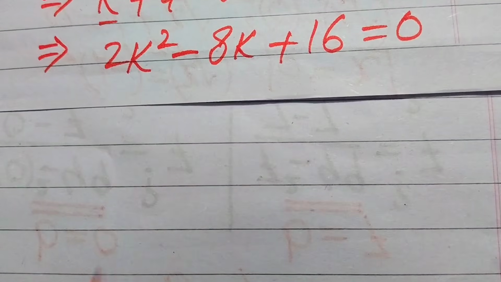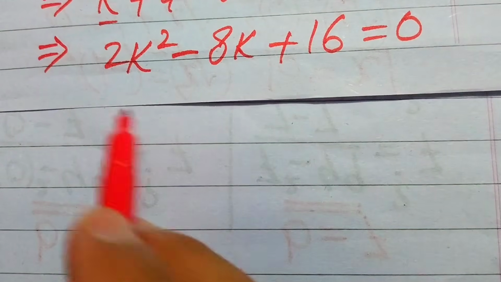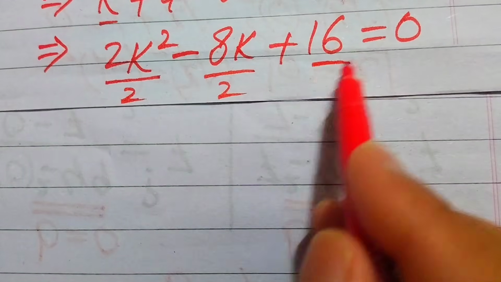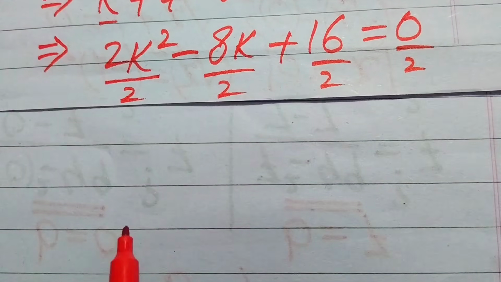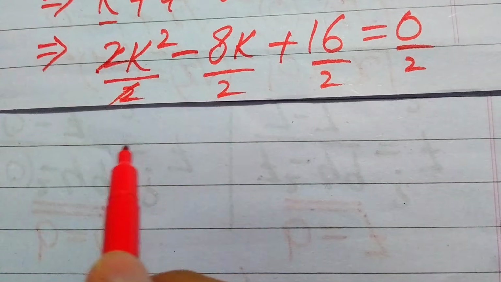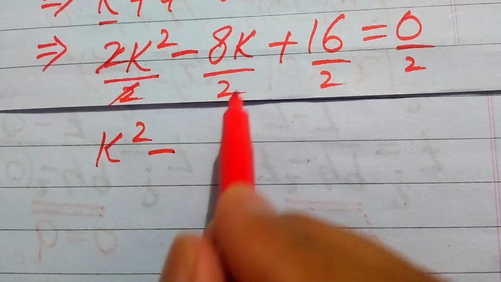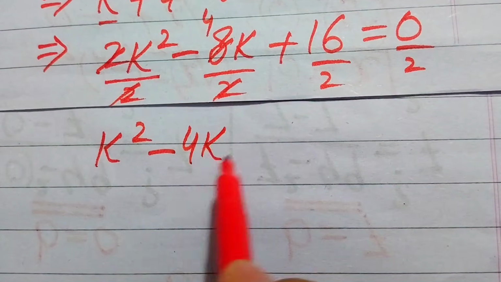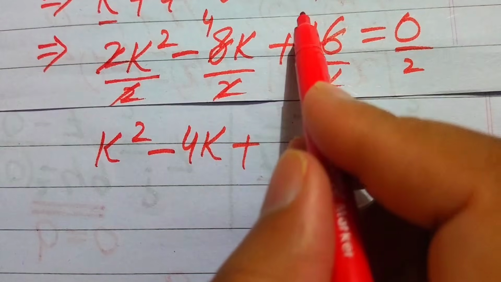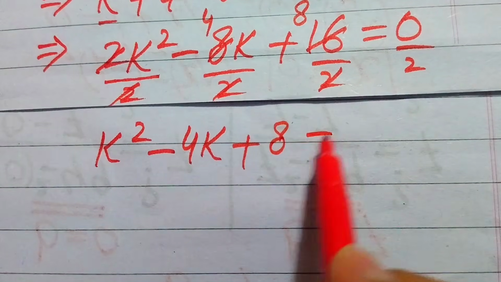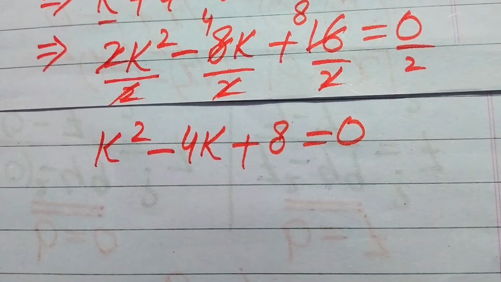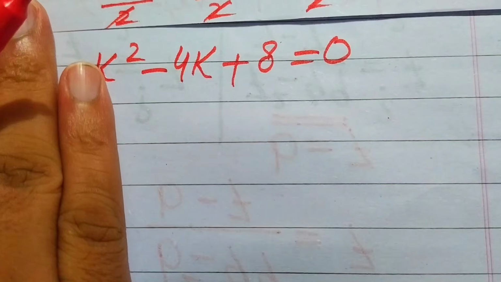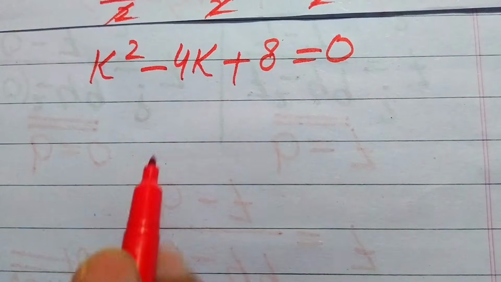And here you see that each of these terms is divisible by 2, so we divide all of these terms by 2 on both sides. This 2 and this 2 are gone, and we get k square minus, this is 2 times 4 becomes 8, and we get 4k, plus this is 2 times 8 becomes 16, and we get plus 8 equals to 0.